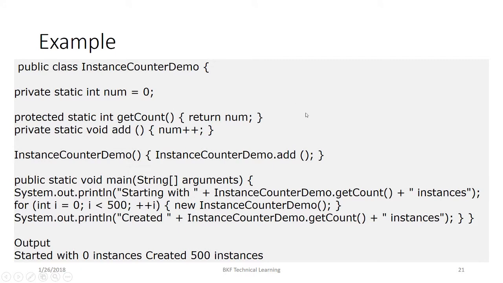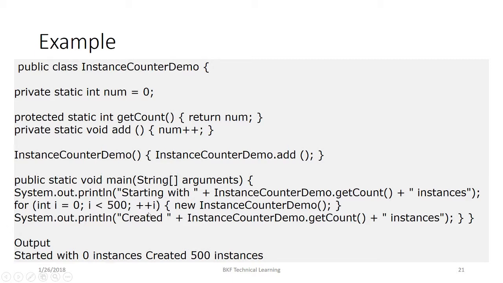Okay, now let's see an example. This is a class instance counter demo. It has got a static integer variable num and it's initialized to 0. We have a getCount method, an add method, both are static, and a constructor which is calling the add method by using static reference. So it's using the class name and the method name. Here's our main method. So we have printed starting with getCount. So initially it's going to be 0. So it will print started with 0 instances.